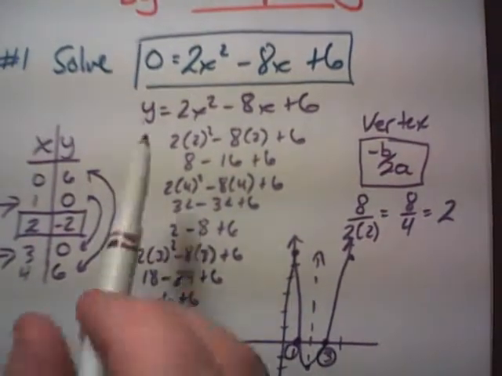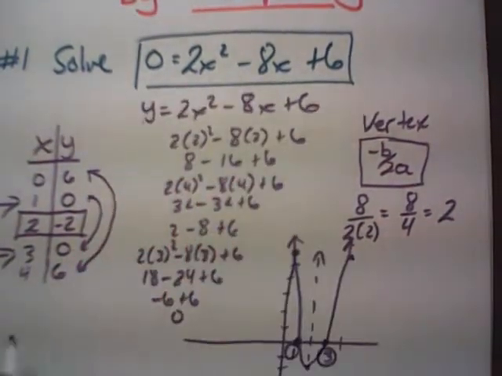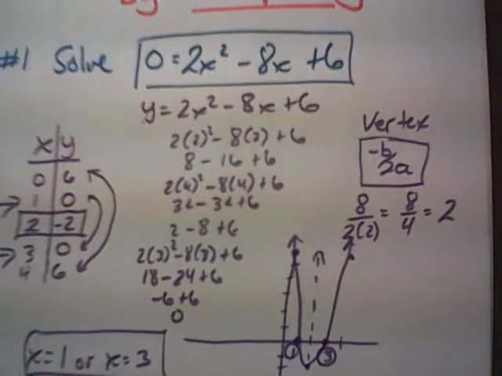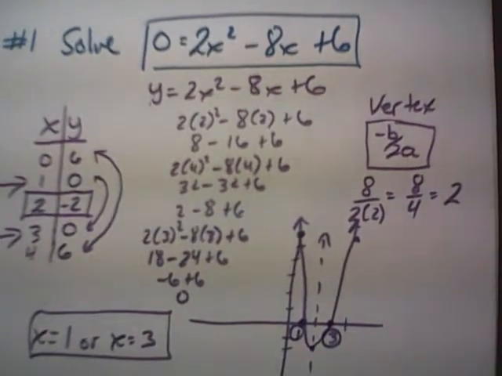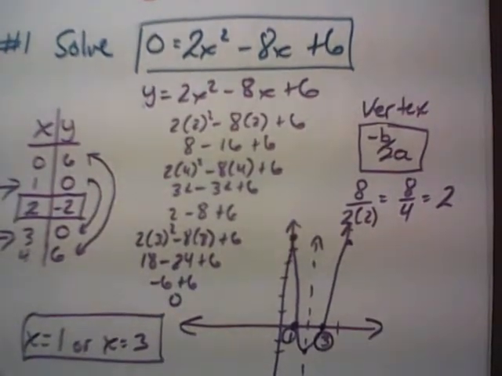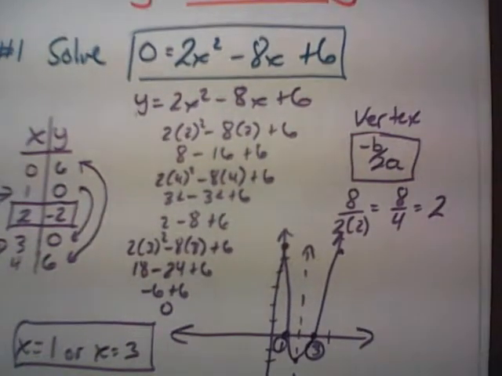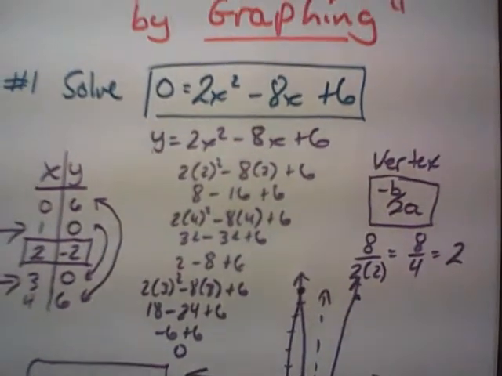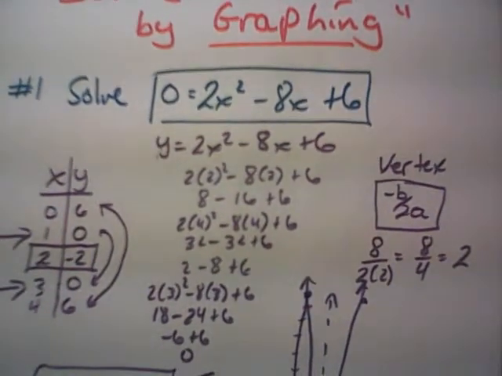And so my solution to my original question, which was to solve this equation, is that x is equal to 1 or x is equal to 3. And those are my two solutions. And probably the easiest way to look at this is that's where it crosses the x-axis, at 1 and at 3. It's a lot of work to solve that one equation, but these equations are going to be a little bit more complicated than the ones we've solved in the past.